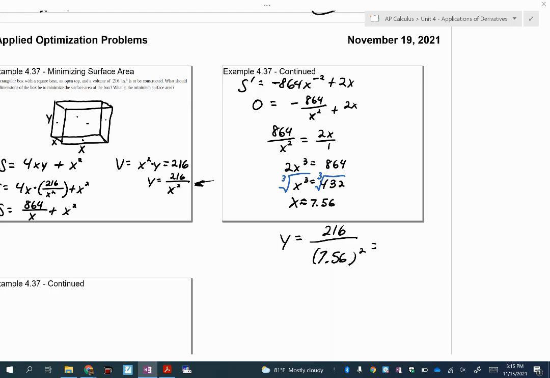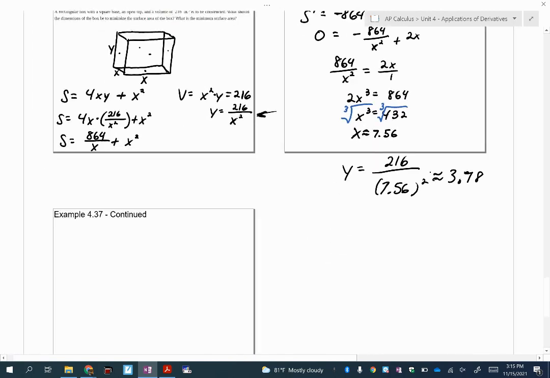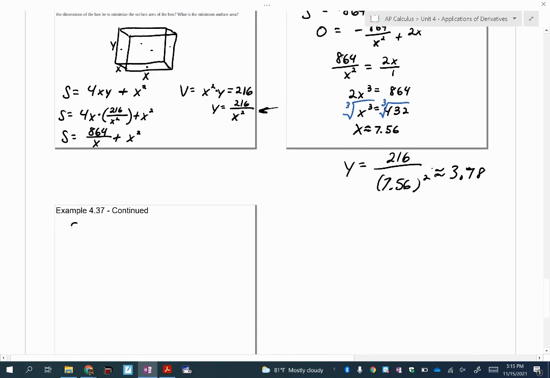All right, so 7.56 squared, divided into 216, and you get 3.78, approximately 3.78. So those are my dimensions that I should use. And then to find the minimized surface area, I'm going to plug in my numbers, which is 4 times 7.56 times 3.78 plus 7.56 squared.